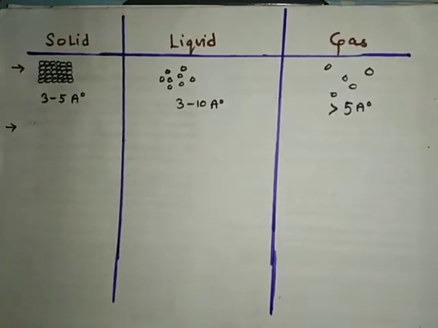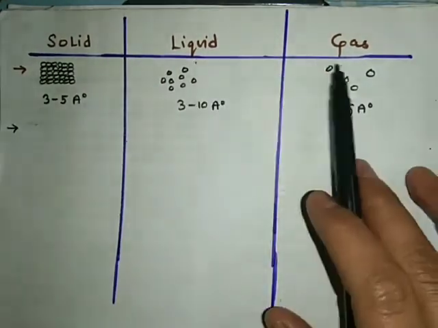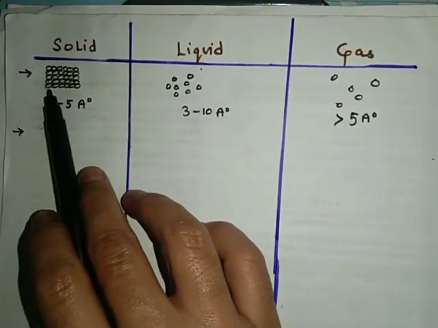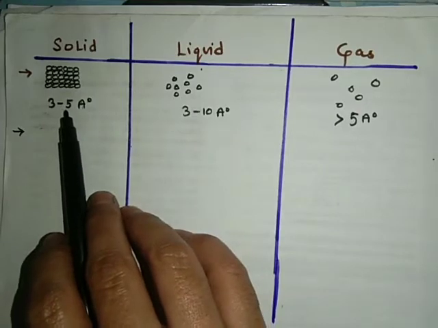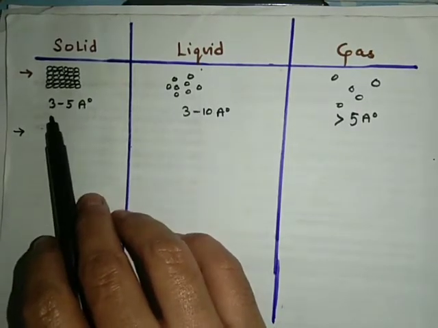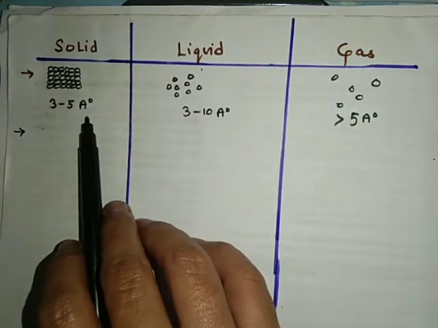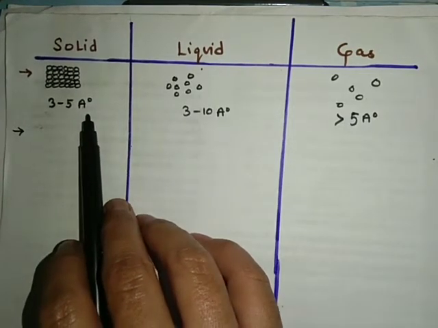Suppose I am having three columns, one for solid, other for liquid, and the third is for gases. As you can see, for solid we are having the atoms closely spaced. The mean distance between the atoms, or the mean separation in solid, is in the range of 3 to 5 angstrom units. We know angstrom is a very small unit because the size of atom is also very small.